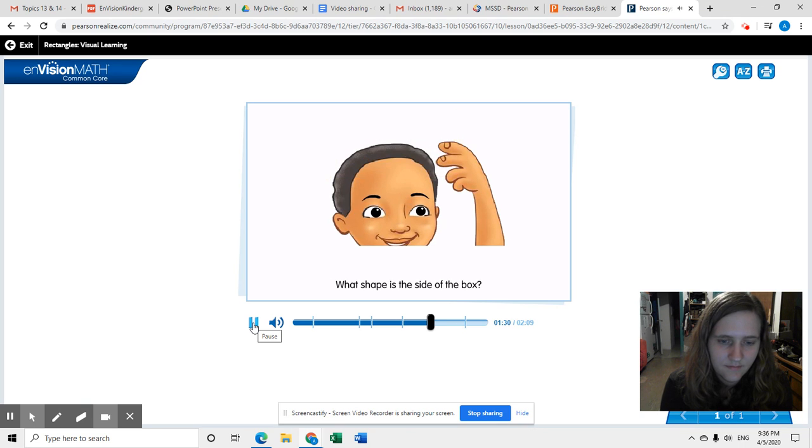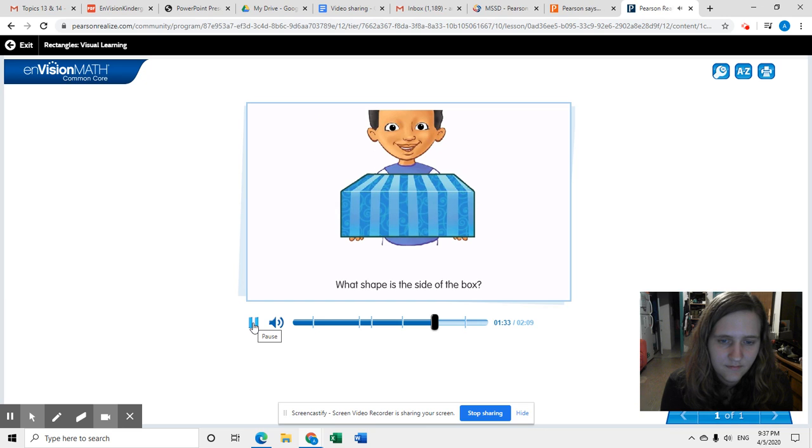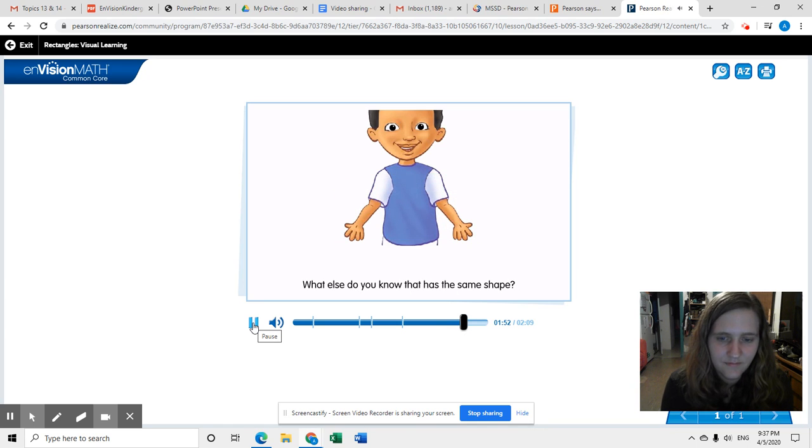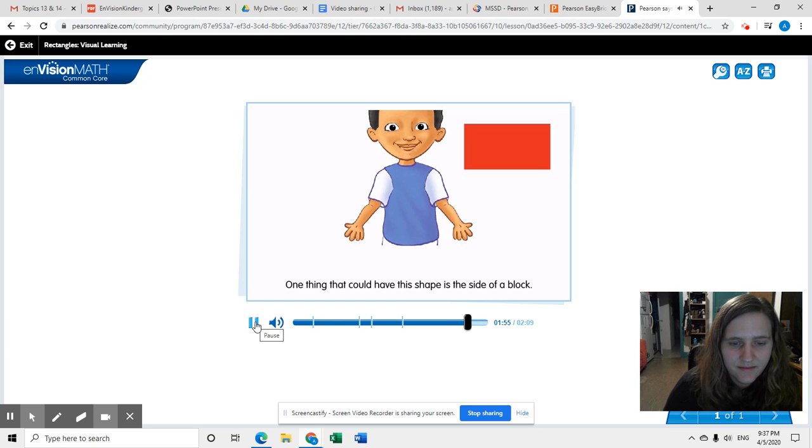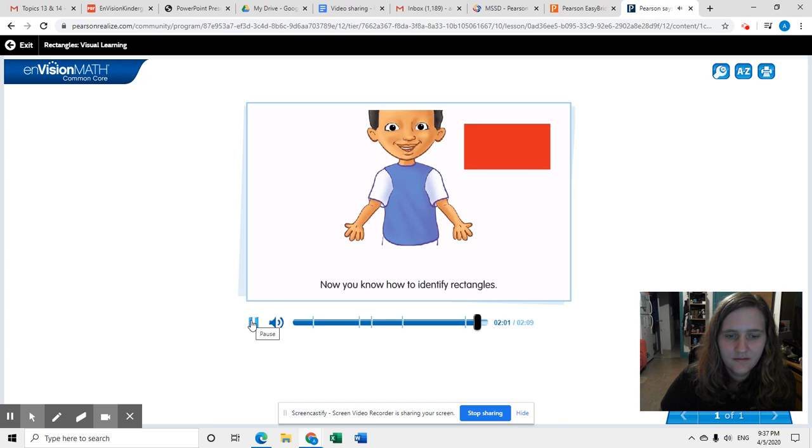What shape is the side of the box? The side of the box is a rectangle. How do you know? It has 4 sides and corners. The opposite sides are the same size. What else do you know that has the same shape? All right, think about some things that you found that are shaped like a rectangle. One thing that could have this shape is the side of a block. Now you know how to identify rectangles.